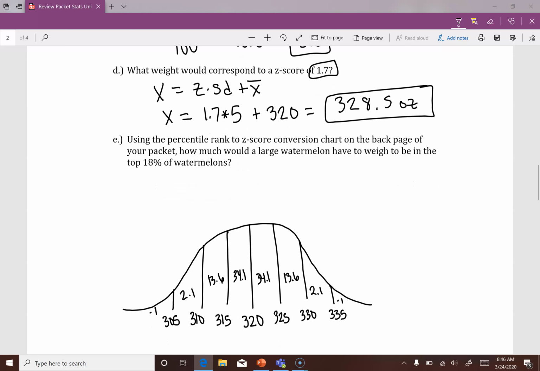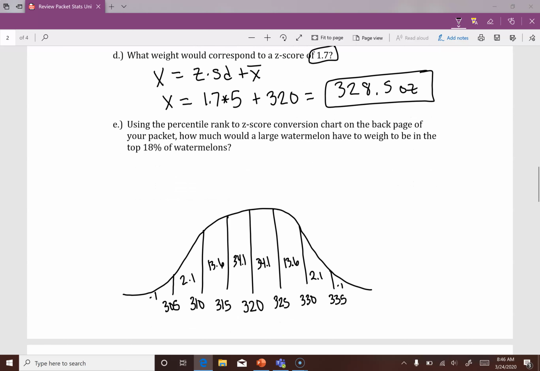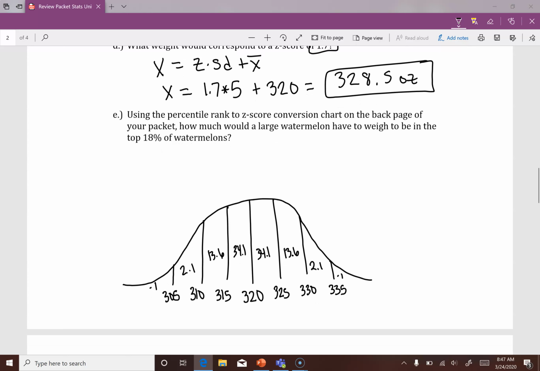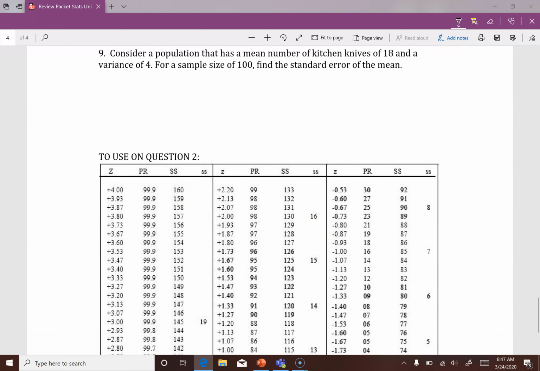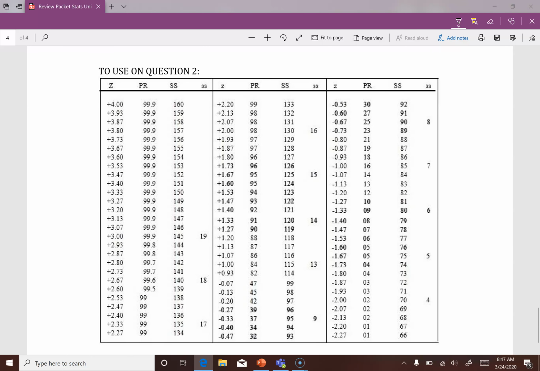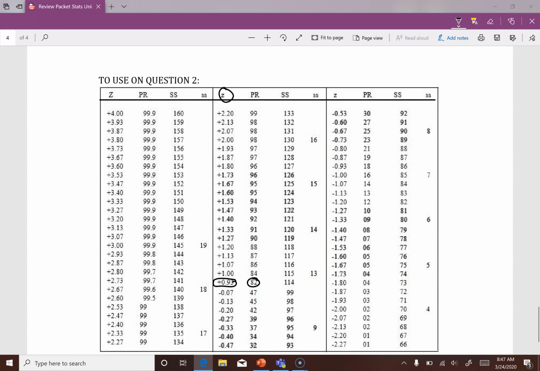All right, next one says using the percentile rank to z-score conversion chart, how much would a large watermelon have to weigh to be in the top 18%? Well, if we're in the top 18%, what percentile are we in? Well, it has to add to 100, so we're in the 82nd percentile because we are better than 82%. That's why we're in the top 18%. All right, so I'm going to go to that chart, and I'm going to find 82%. I find my z-score with 82 is going to be 0.93.